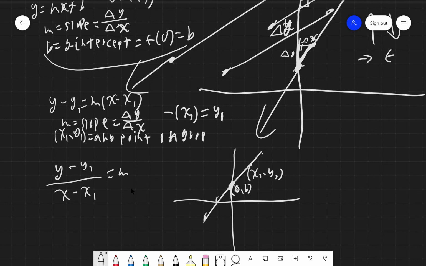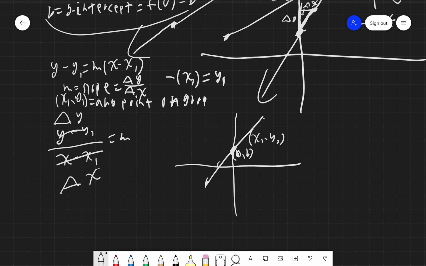Alright, so this is saying find all points x, y that satisfy y minus some y value over x minus the corresponding x value is equal to the slope. This is the definition of slope, right? This is delta y and this is delta x. Delta means change. So that's basically the definition of slope using one point and a slope. You can find that.